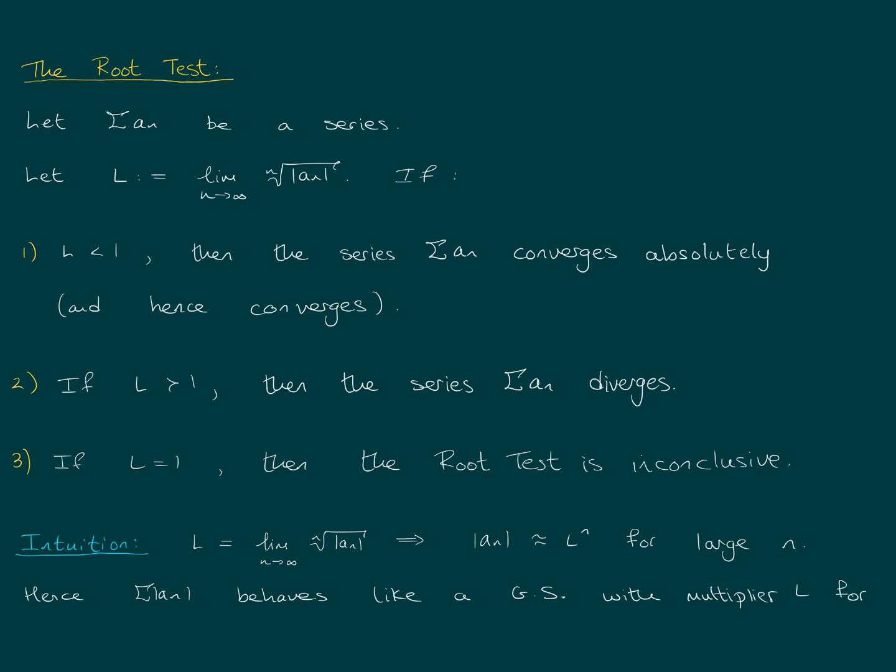For large n, this sum of absolute values of a_n, its tail, so the terms for large n, the sum after a certain n, starts to behave like a geometric series. So if we look at the cases, we get this L less than 1 corresponds to this absolute value of r less than 1, etc. Okay? So the intuition for this is very similar to the intuition for the ratio test. The idea is that the tail end of the series starts to behave like a geometric series, and this L plays the role of the multiplier.